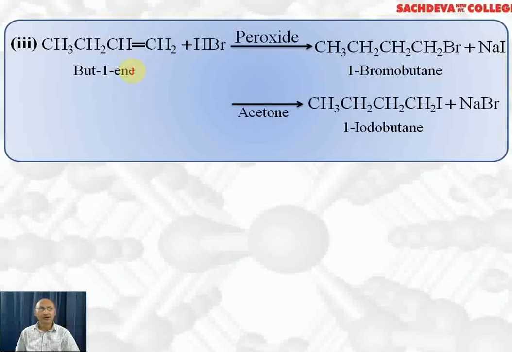We want 1-iodobutane from but-1-ene, so HI, peroxide effect is not there. In HCl also peroxide effect is not there, so first we are writing the reaction with HBr. In the presence of peroxide, the anti-Markovnikov rule will be followed, resulting in the formation of 1-bromobutane. It will react with sodium iodide in acetone, the same Finkelstein reaction, and we will get 1-iodobutane. So it is a nucleophilic substitution reaction.